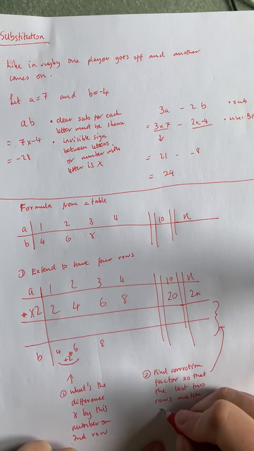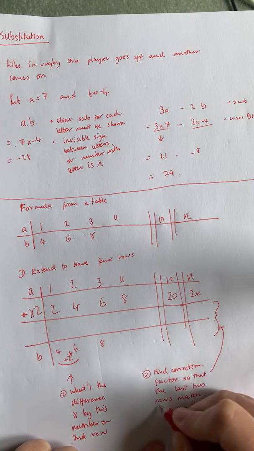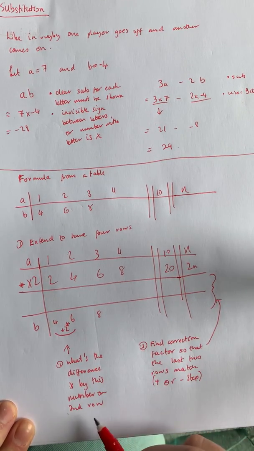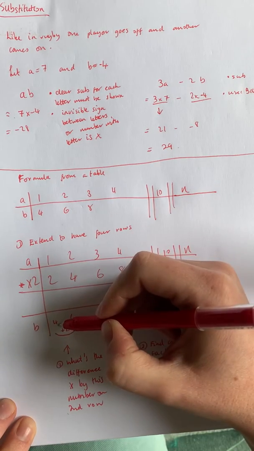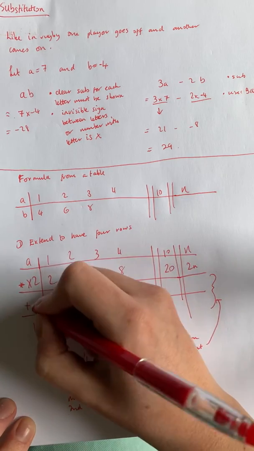Now this is always a plus or minus step. Okay, and that is always a multiplying step. Okay, so step 1 is always multiplying, step 2 is always a plus or minus. To get from 2 to 4, I have to add. How much do I have to add on? We need to add on 2.